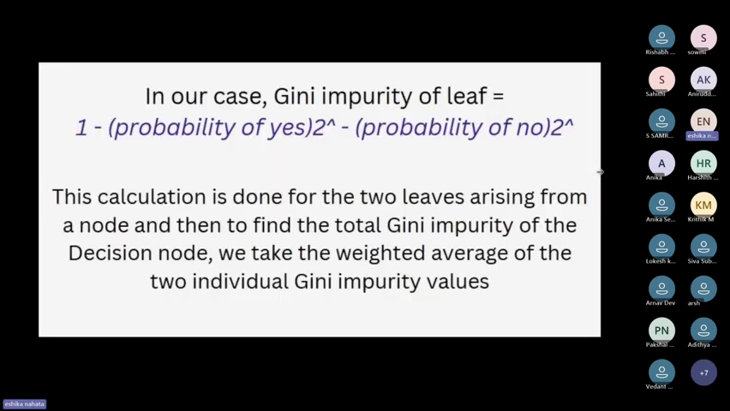Since we only have two classes in our example, either yes or no, our Gini impurity translates into 1 minus the probability of getting yes squared minus the probability of getting no squared. And this is done for both leaves arising from the node. Then to find the Gini impurity for the entire tree, we take a weighted average of the Gini impurity scores for each of the leaves.